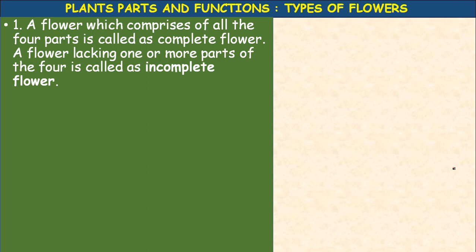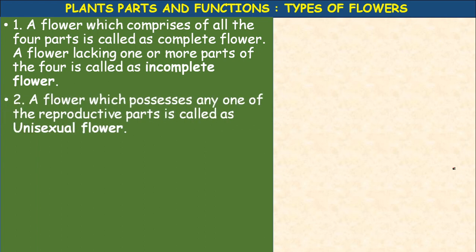Okay, now the types of flowers. The flowers are of different types. A flower which comprises all the 4 parts is called a complete flower. What are those 4 parts? Sepals, petals, stamens, and ovary. Okay, so all the 4 parts are 4 whorls: calyx, corolla, androecium, gynoecium. A flower which contains all these 4 parts is called a complete flower. A flower lacking 1 or more parts out of these 4 is called an incomplete flower.